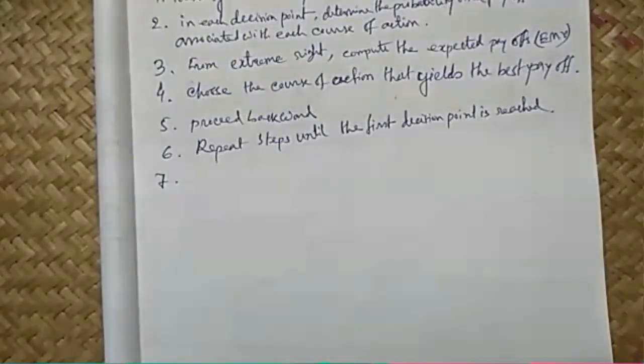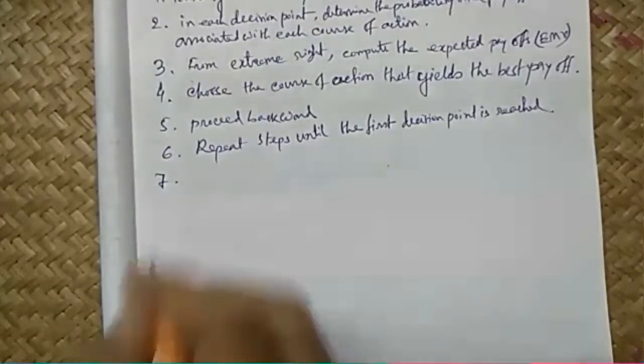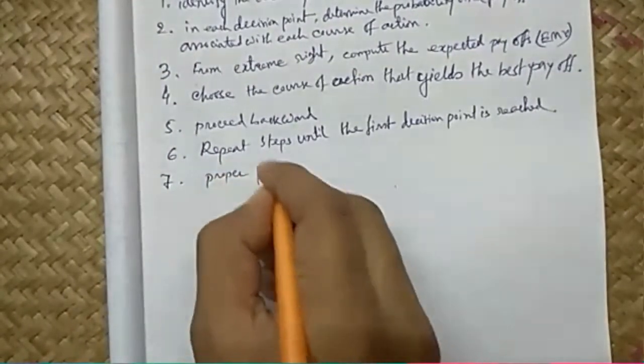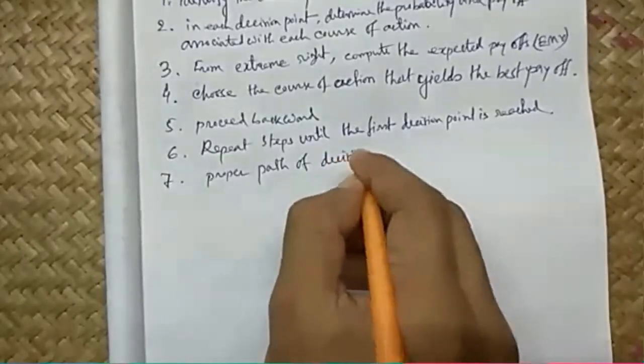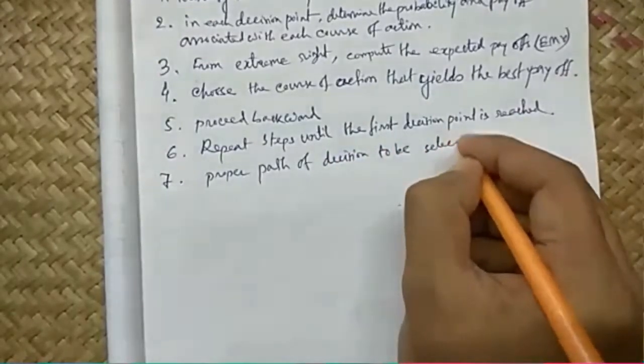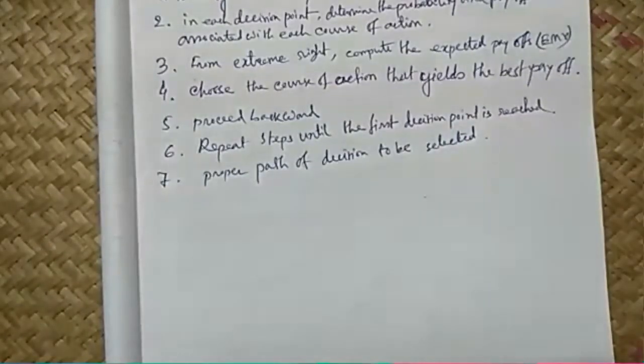now looking at the whole tree from beginning to end, different possible outcomes to be judged and proper path of decision to be selected. When you select all the correct, best-giving results, then you get the proper path. So these are the steps involved. As we have learned in the previous class, now today we'll again have some example and we'll follow these steps.